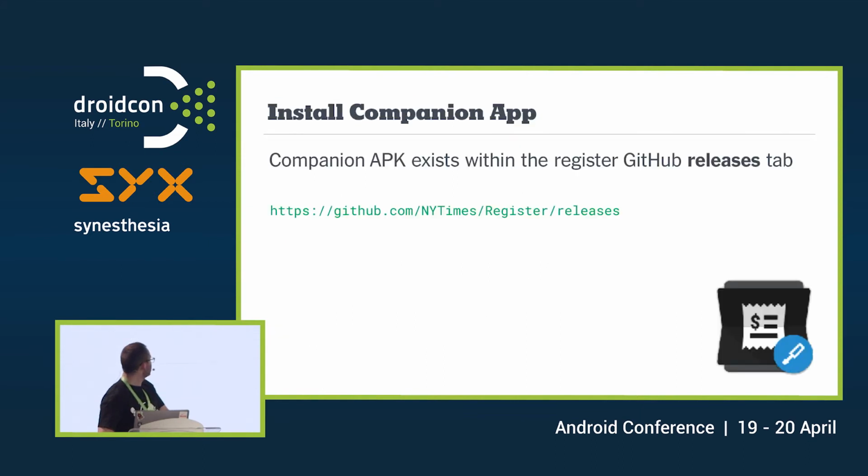The companion app exists within the releases tab of Register. You take that APK, you install that on your device, and you'd also have your app running alongside of it. You can install the APK through ADB, or on your mobile, you can download it through GitHub through this link, or Solid Explorer, I think, lets you install APKs too.